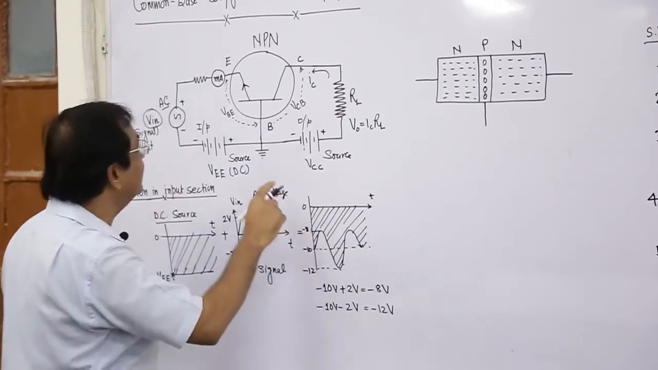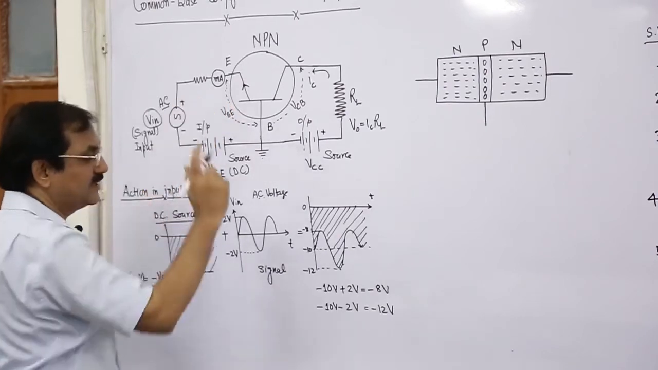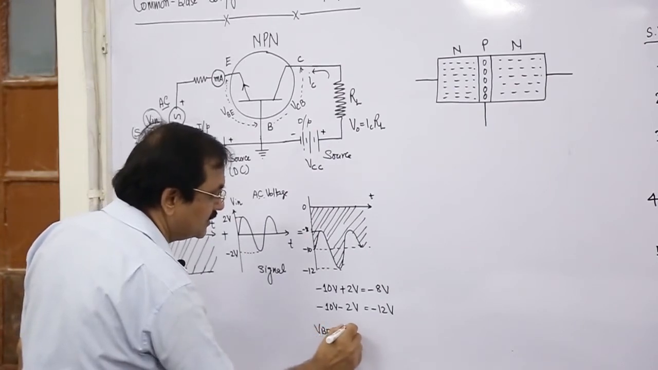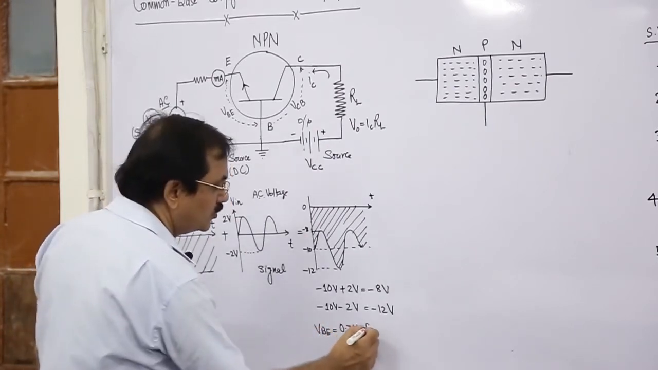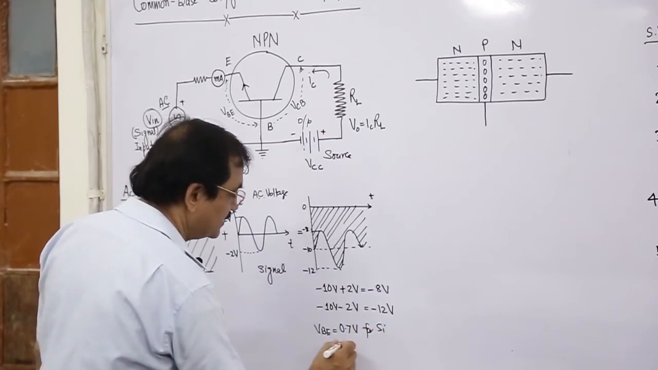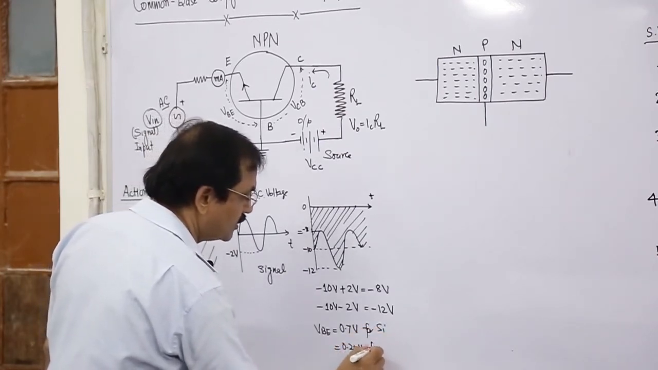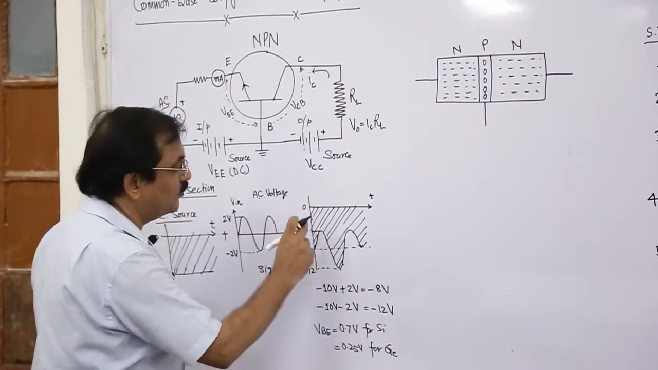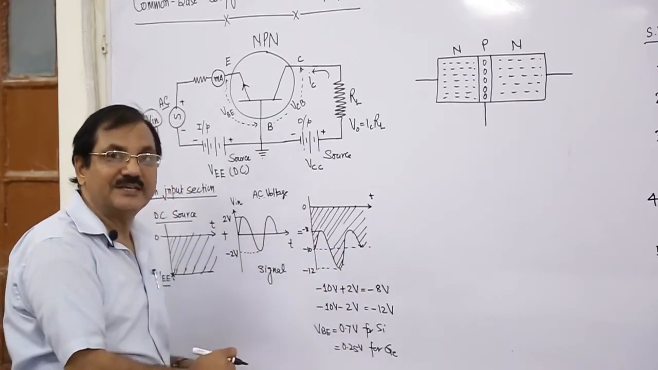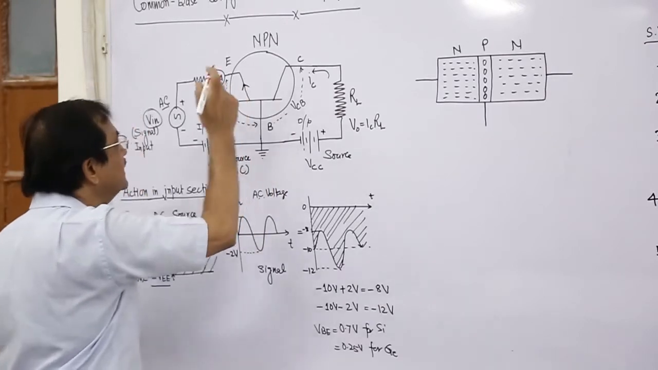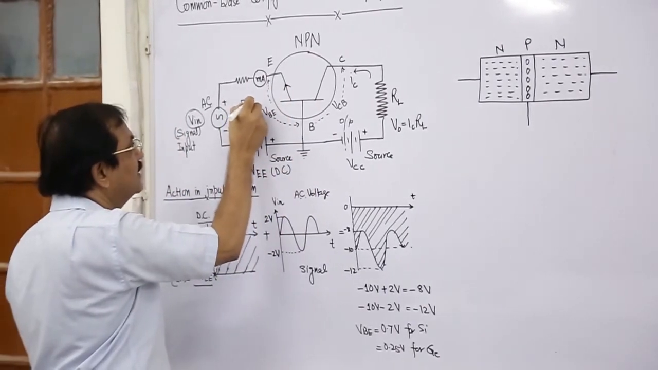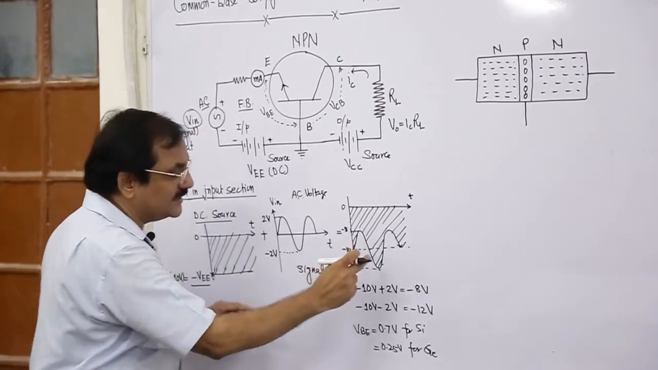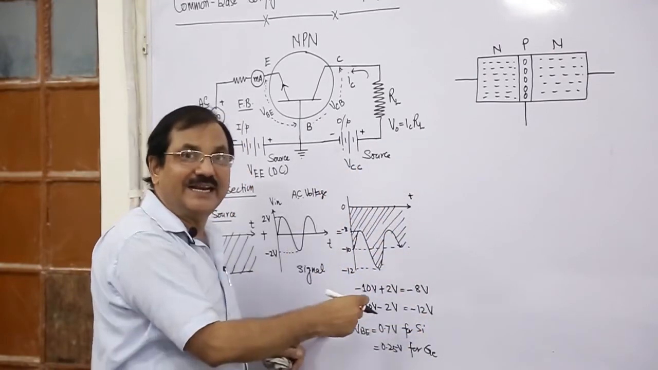And the voltage across this base and emitter, this base emitter voltage is 0.7 volt for silicon and 0.2 volt for germanium. So if this voltage is more than 0.7 volt, then this part is forward biased. So this value is the instantaneous value.